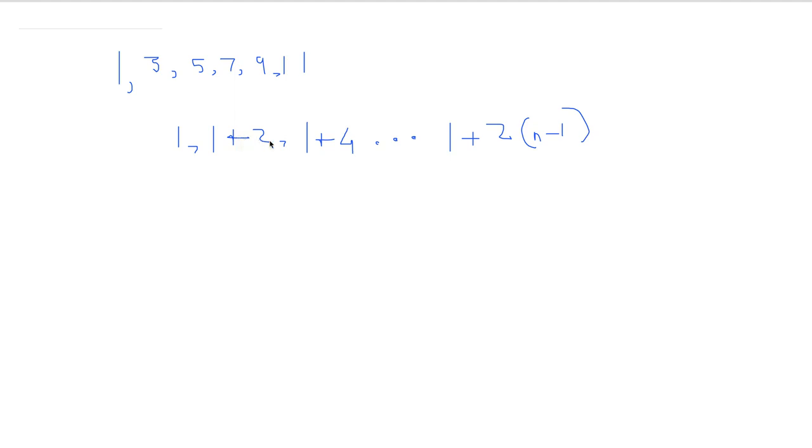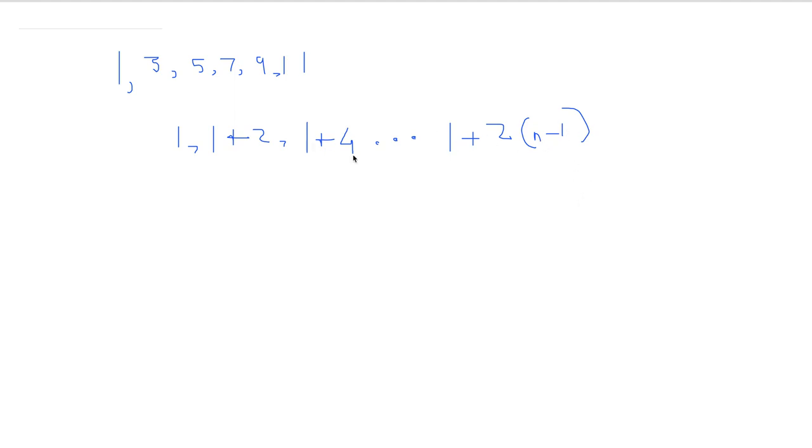So the term minus 1, into 2, plus 1 will give you that odd number. For example, this is the second term: 2 minus 1, which is 1, into 2, which is 2, plus 1 will give you the second term. Now 3 minus 1 is 2, 2 into 2 is 4, plus 1 will give you the third term. So like that pattern, the nth term would be n minus 1 into 2 plus 1.